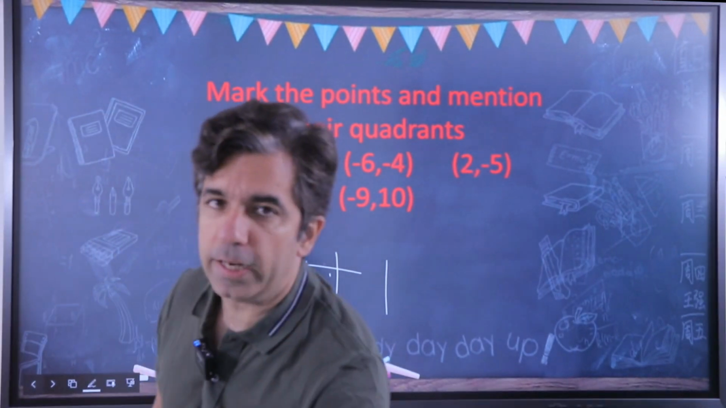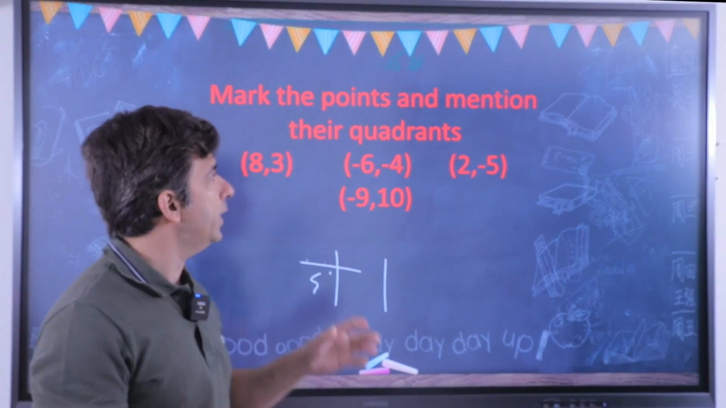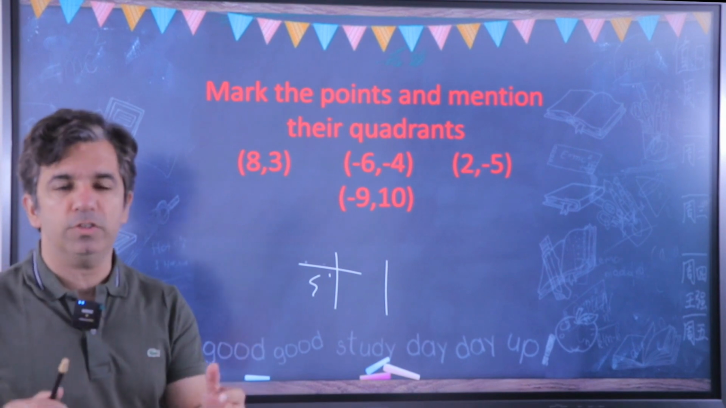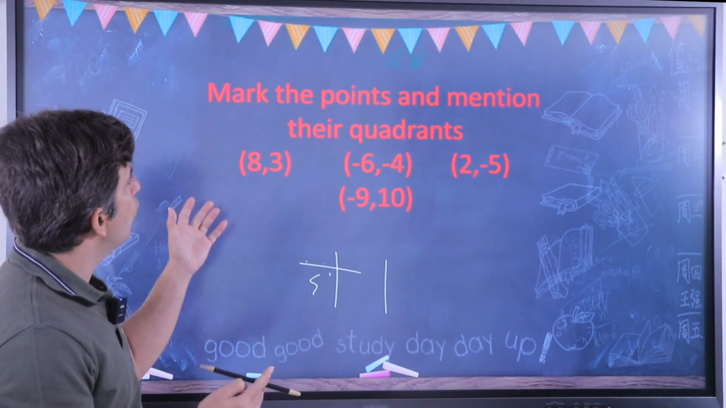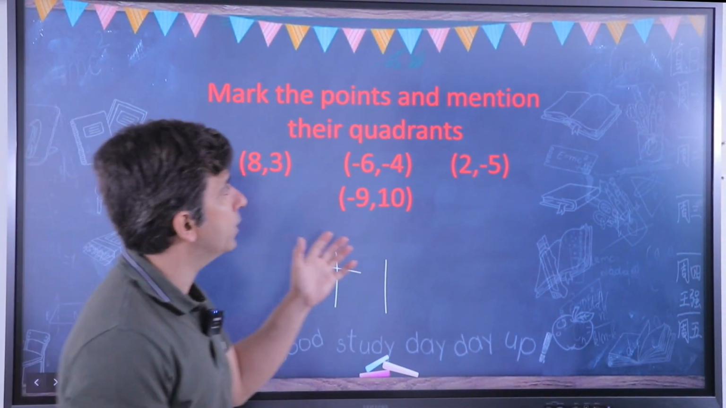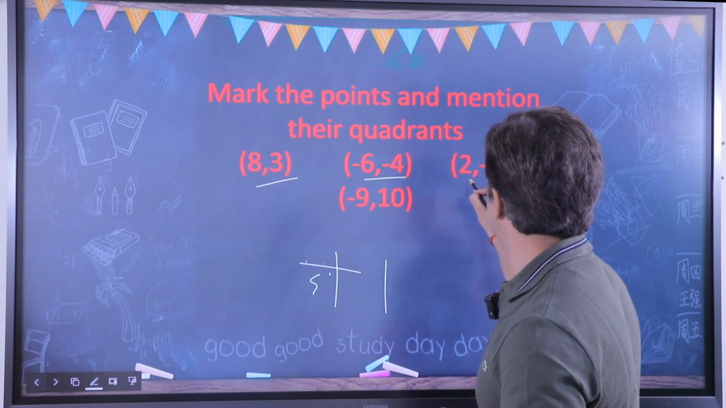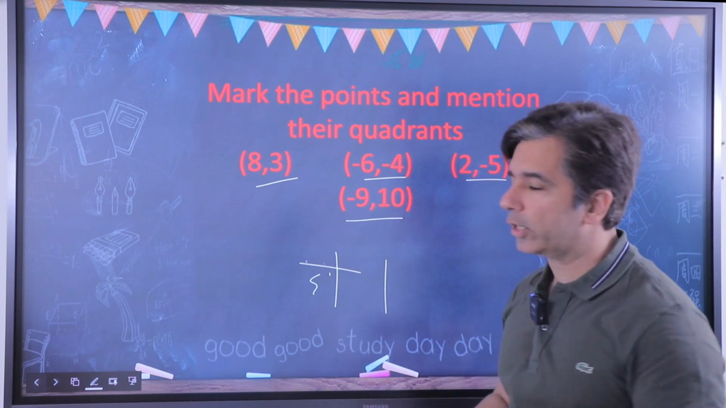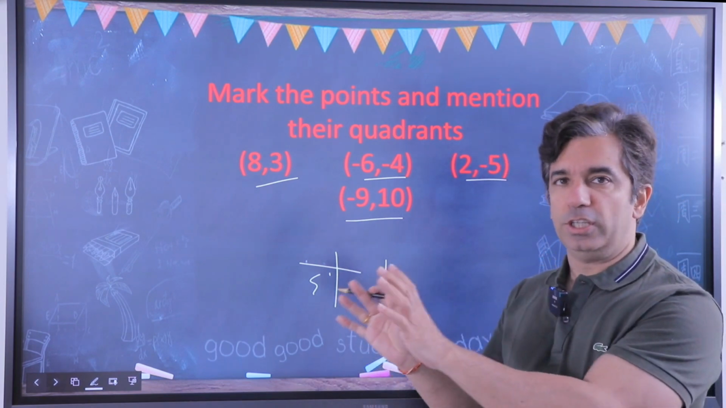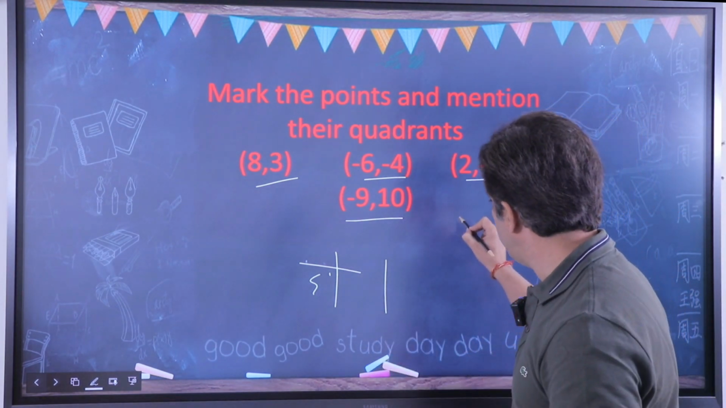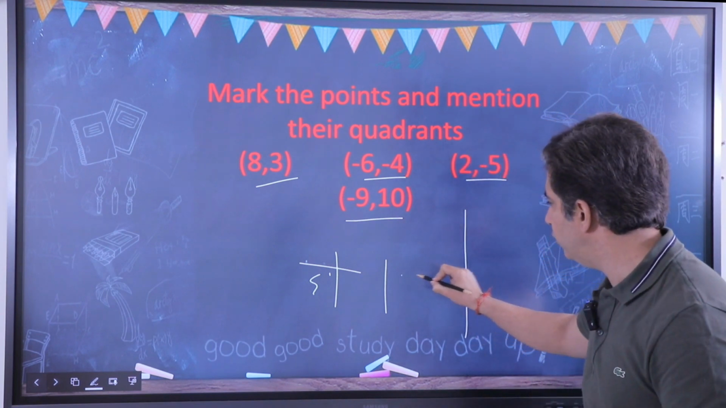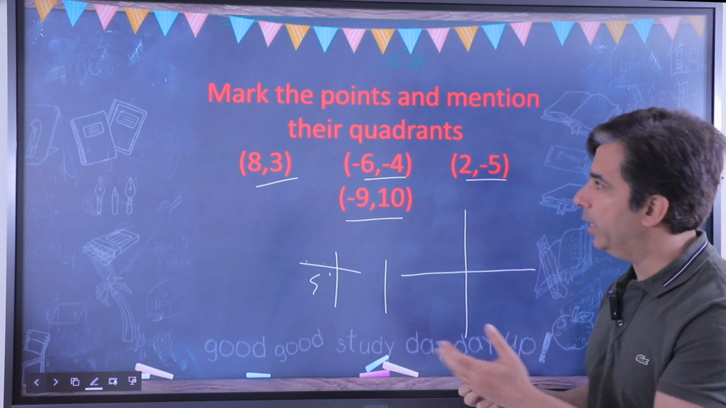So now before going any further, let's first attempt a question based upon the logic which we have just heard. We are asked to mark the points mentioned over here. 4 points are given to us. The task is to mark these 4 points and mention their quadrants. So we'll start with the basic understanding of the quadrants which we heard a minute ago.